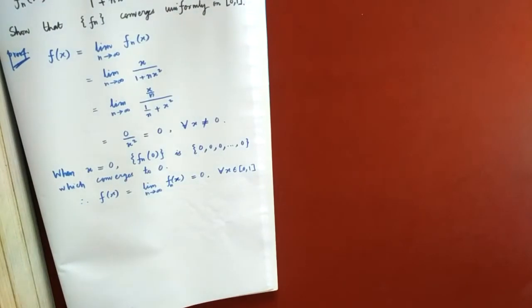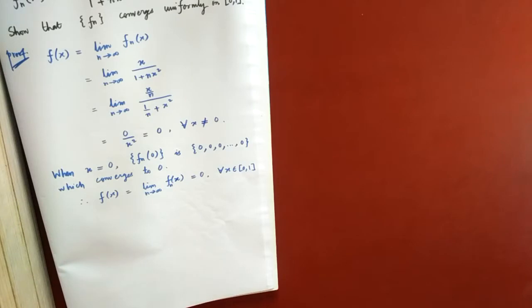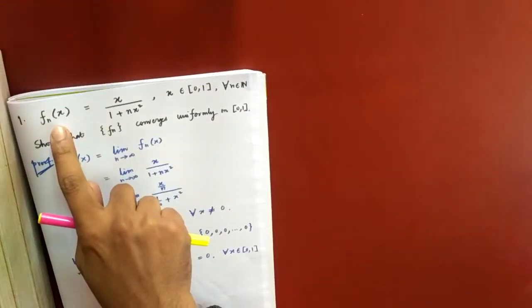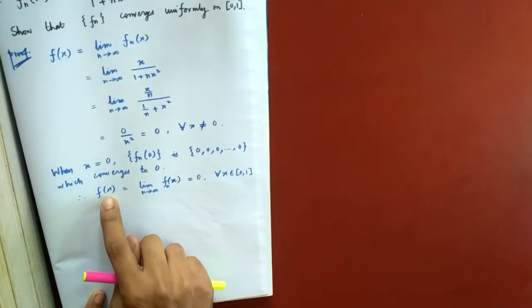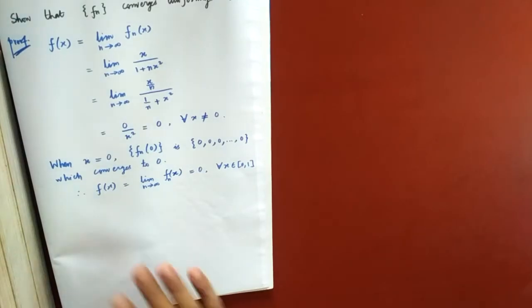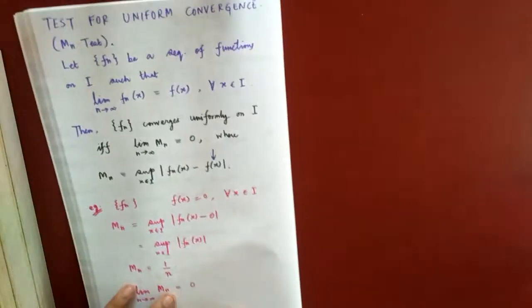Did you get my point? Firstly, you always have to find the pointwise convergent limit. Did you get my point or no? This is the pointwise convergence. So fn(x) converges pointwise to this function f(x). f(x) is 0.